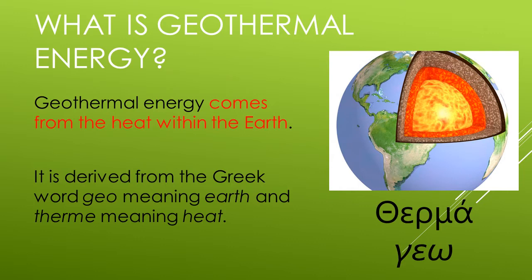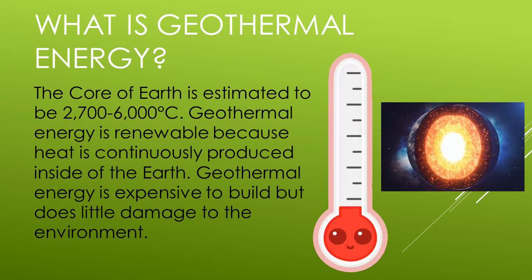Now, geothermal is derived from the Greek word geo, which means earth, and therme, meaning heat. Down in the bottom right, you see that Greek spelling. So, the core of the Earth is estimated to be between 2,700 degrees and 6,000 degrees Celsius.